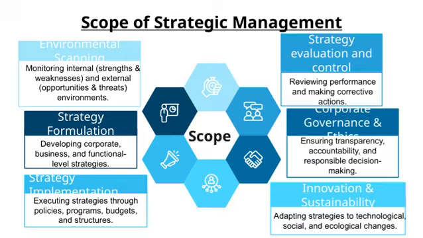The scope of strategic management encompasses several critical areas: strategy evaluation and control to track progress, innovation and sustainability to foster growth and responsibility, corporate governance and ethics to uphold integrity, and the actual implementation and formulation of strategies. All of these elements work together to create a comprehensive approach to navigating the ever-changing landscape we operate in.